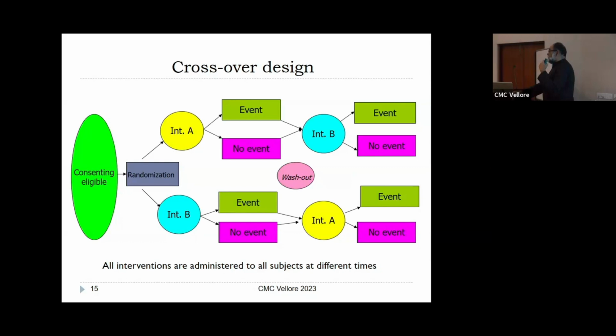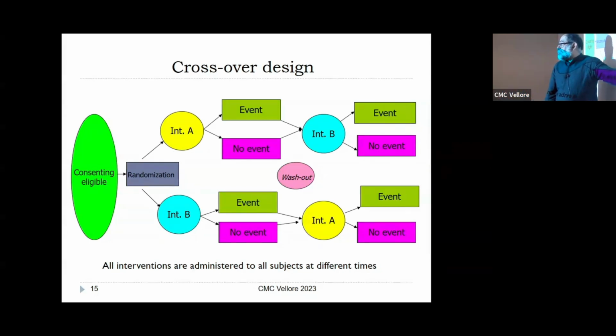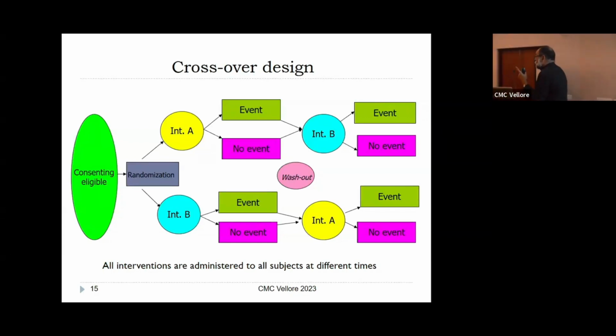And so one way to convince them is to say, okay, everybody is going to get A. You will get A, but maybe first you get B, we see what happens, and then we'll give you A and see what happens. So you will get A. And here these people will get A first, and then they'll get B later. So everybody gets A and everybody gets B. That's one attraction in recruiting.